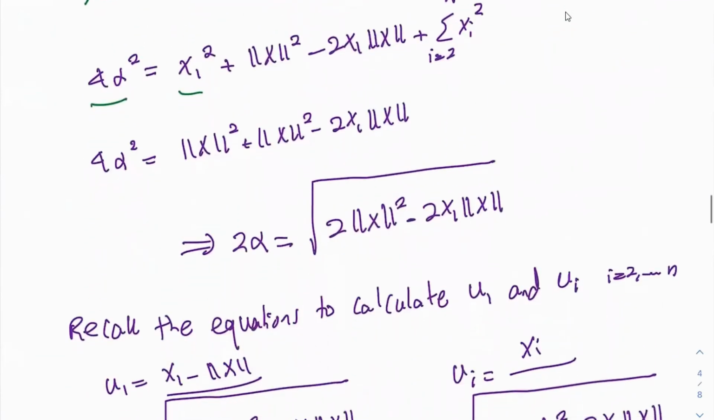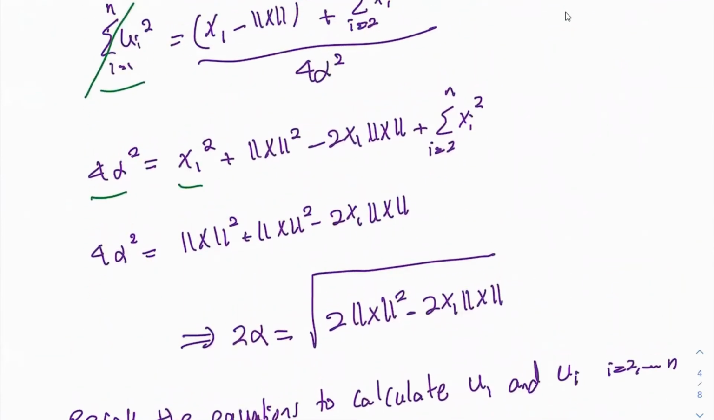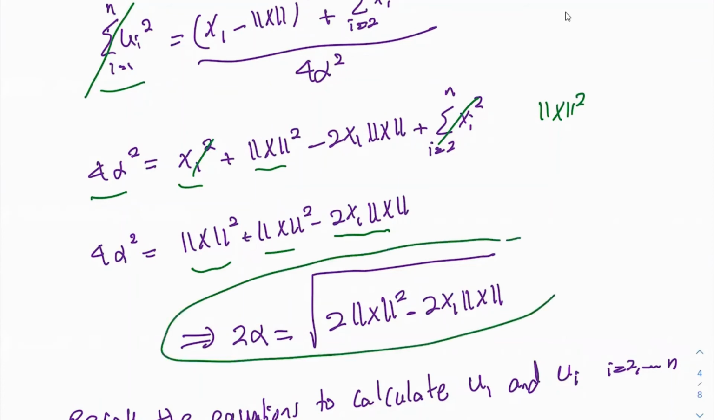Okay, very good. Now let's take a look at that. I have a sigma i from 2 to n of xi square. I can add it to this x1 square. If I add this and this, I get nothing but norm of x square: x1 square plus x2 square plus x3 square all the way to xn square. It's nothing but the Euclidean norm of x square. And that's what I have. Euclidean norm of x square for this one, another Euclidean norm of x square from this, and then minus 2 x1 norm of x. 4 alpha square is equal to this. I go ahead and take a square root from both sides. I get 2 alpha equal to this.